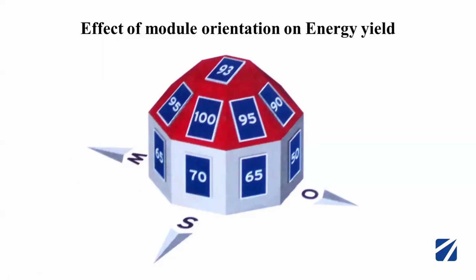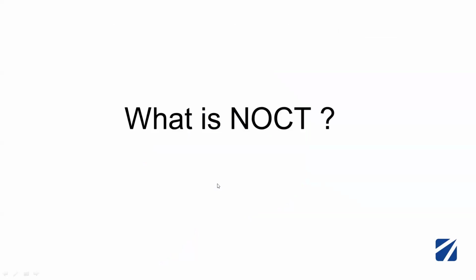And then the effect of module orientation. Because India is located in the northern hemisphere of Earth, for Indian projects we mostly place the modules facing south. If we place them properly, you can see here, we can get 100%. As the orientation differs, you can see the difference in energy yield.